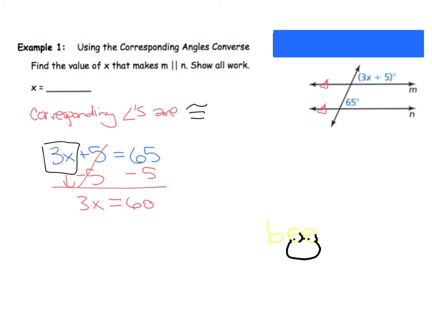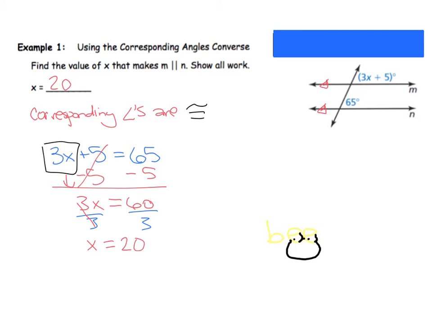Okay, notice next thing that you need to do is actually divide. And we're going to divide both sides by 3. And 60 divided by 3 gives us x to be 20. So our x value is 20.